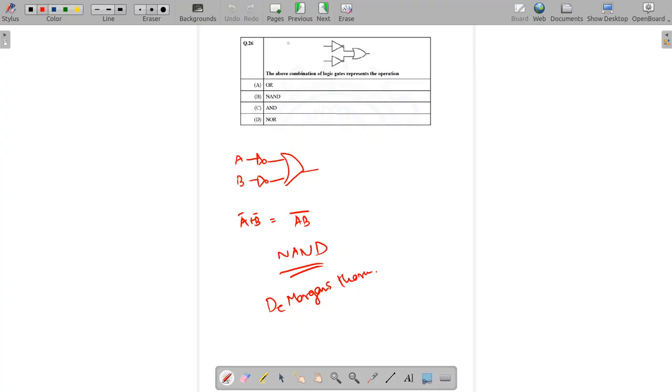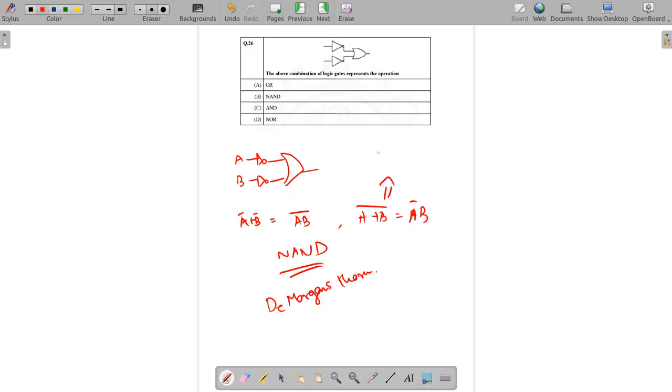Which logic gate does the above combination represent? This is a very easy question. If you remember De Morgan's theorem, (AB) bar is A bar plus B bar. So this is an OR gate, and individually there are NOT gates. So (A·B) bar is basically this, which is De Morgan's theorem. You also have the other De Morgan's theorem: (A plus B) bar is basically A bar B bar.